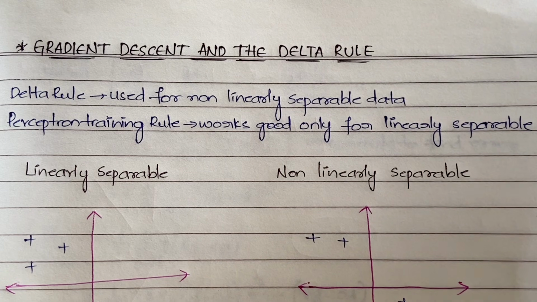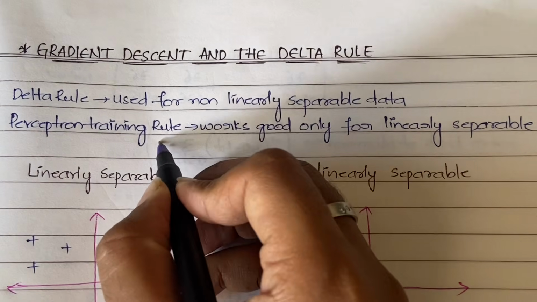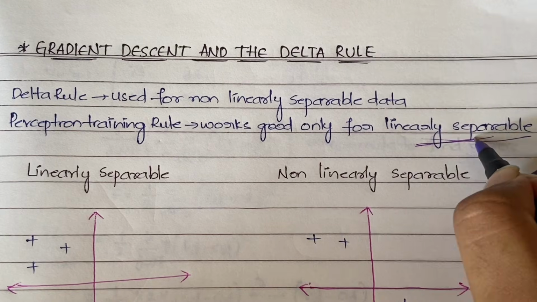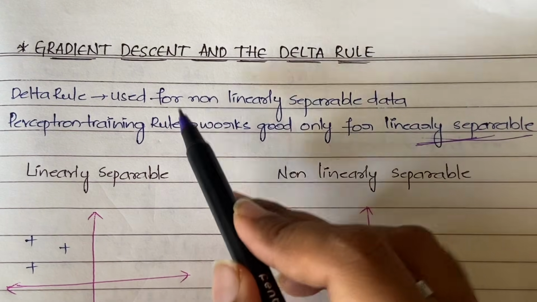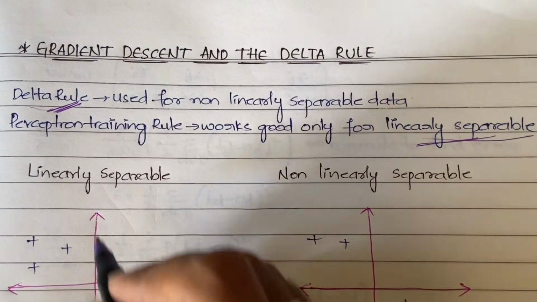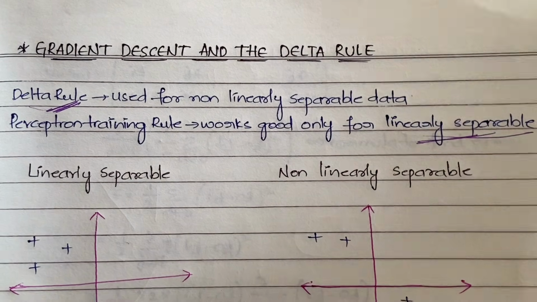Because the perceptron training rule will work only in the case of linearly separable data. It will not work in the case of non-linearly separable data. So the perceptron training rule works well only for linearly separable data. In order to support non-linearly separable data, we are going to use this delta rule. And what do we mean by linearly separable and non-linearly separable? I'll tell you that now.